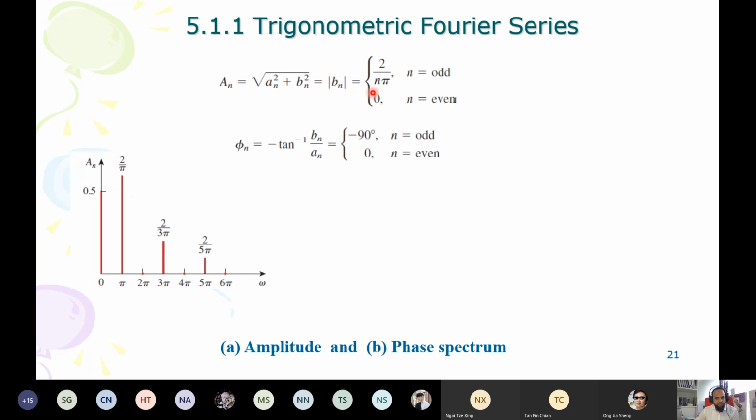At 2, of course, it will be 0 because it's actually An, which is 0. Similarly, at 3 it will be 2 upon 3 pi, and 2 upon 5 pi, and this will be going down, decaying. All right. And similarly, for n equal to odd we got minus 90, and for n equals 0. So at the first harmonic frequency and so on, we get the angles. So this is the amplitude and phase spectrum.